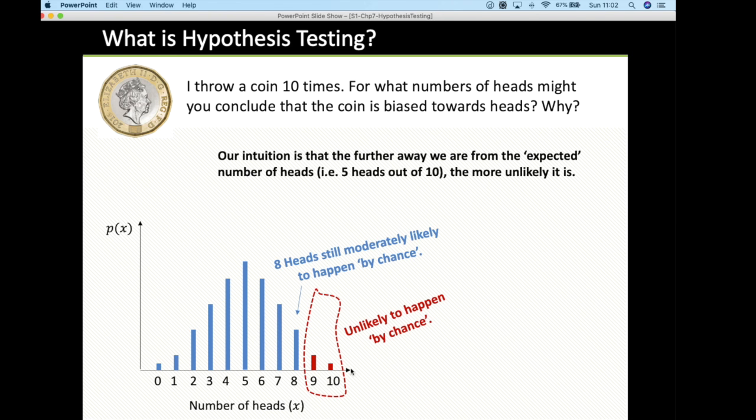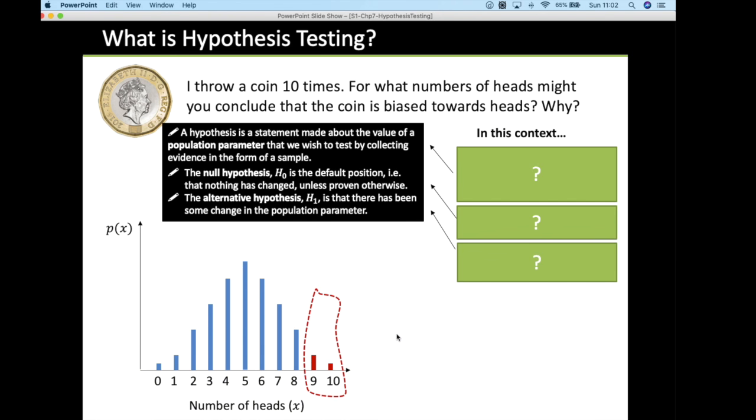So here we've said 9 or 10. So what we're saying here is that if I flick a coin and I get 10 heads in a row, then I know that that coin must be probably biased. But we're also saying in this region here, if I flick a coin and I get 9 heads, then actually that coin is also probably biased.